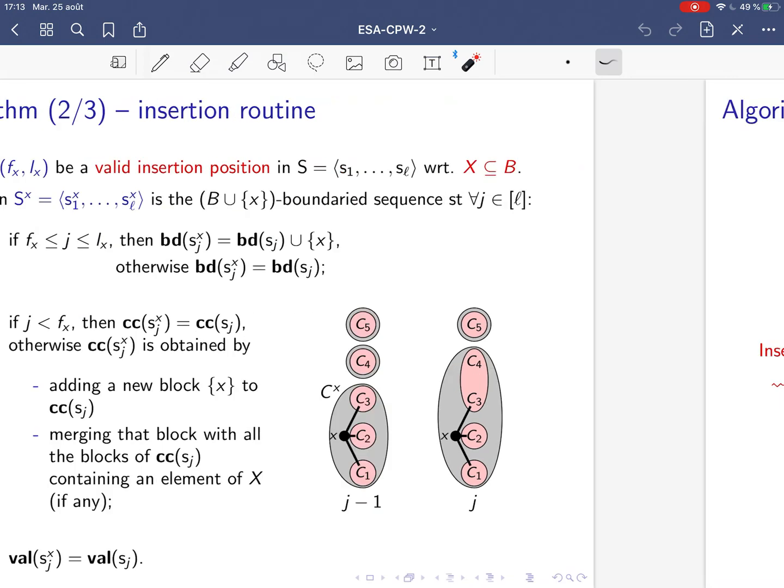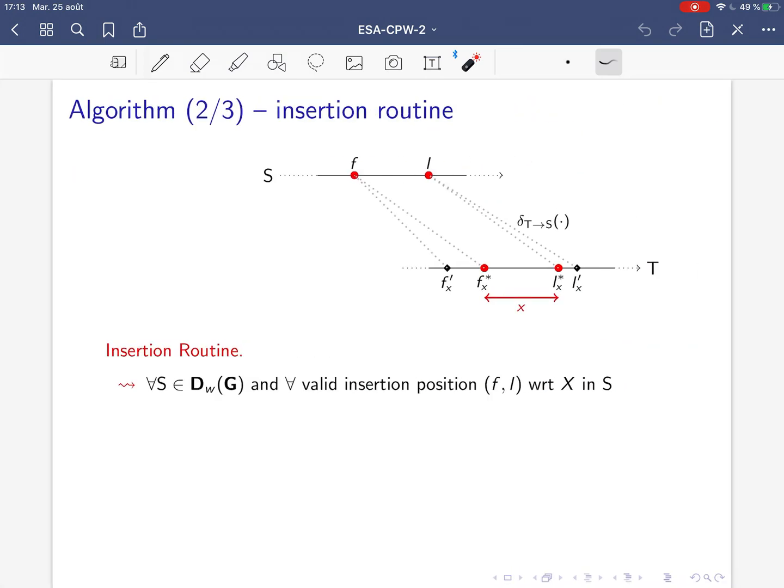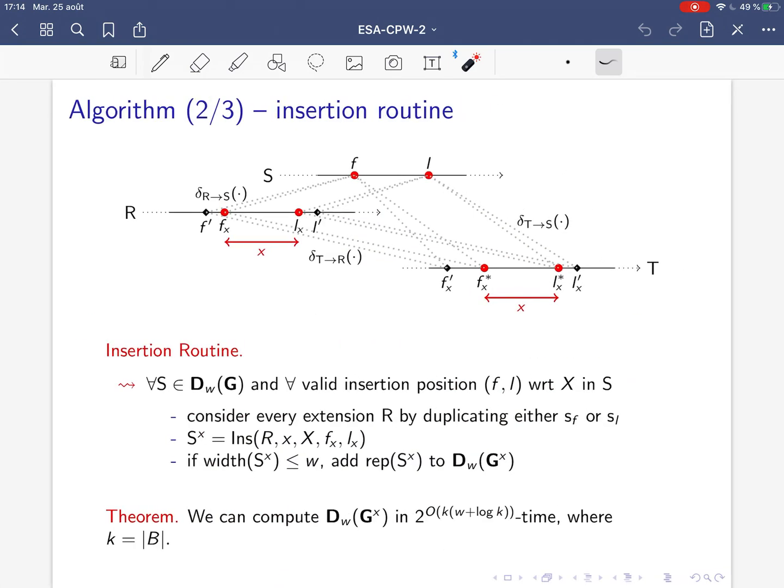It's not a problem. So what is the insertion routine? Again, you pick a B-boundaried sequence in the dominating set W, and for every valid insertion position F and L with respect to your X, which will correspond to the neighbors of the vertex you are inserting, you have to consider, and this is the key point of the algorithm, you cannot work directly on the B-boundaried sequence S.